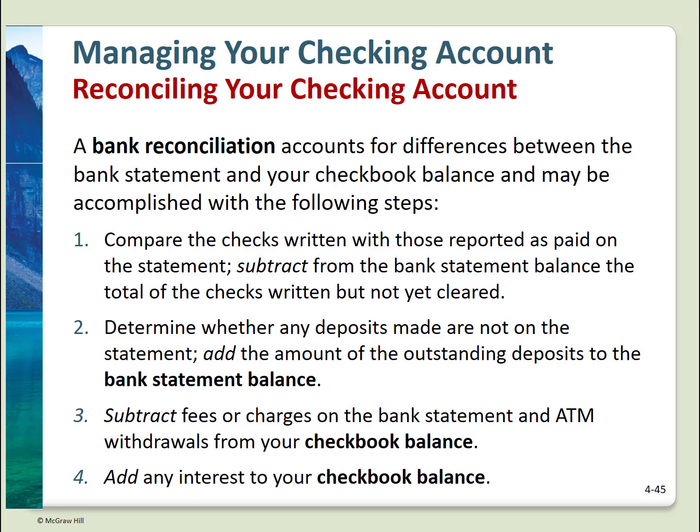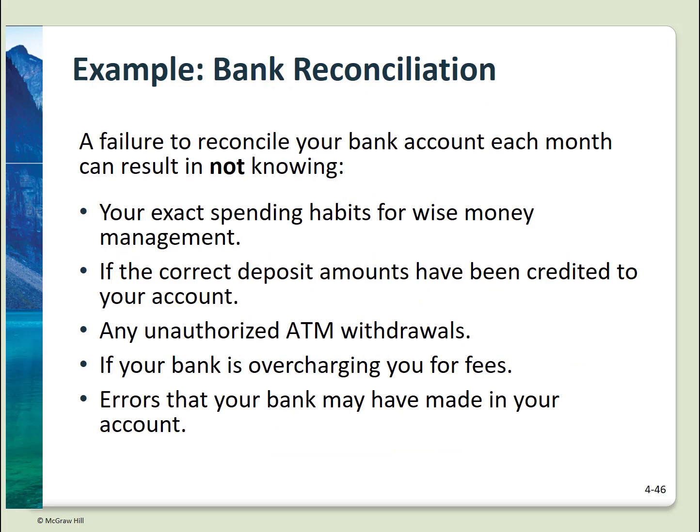Reconciling your bank account. Compare your record of checks written against the list of checks cleared on your bank statement. Subtract checks written but not yet cleared. Add deposits not yet shown on your statement. Subtract fees or charges and ATM withdrawals. Add any interest to your checkbook total. This should balance your checking account. If it doesn't, go back and recheck everything. Contact your bank if you cannot find the discrepancy. They can make mistakes. You definitely should reconcile your checking account every month.